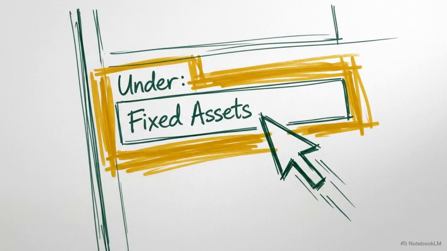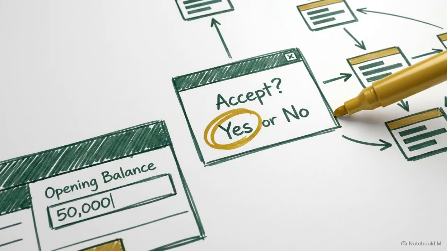Next, you link this new ledger to its parent category. Move to the Under field and select the appropriate accounting group, such as Fixed Assets. Enter any existing opening balance for the account. Press Enter to prompt the confirmation box, and press Y on your keyboard to accept.